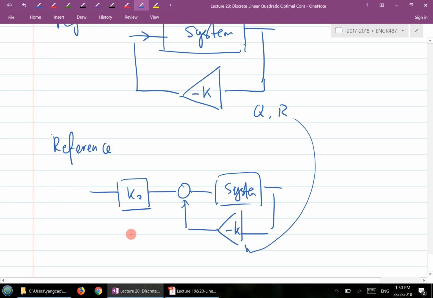And I do have another way of reference control for optimal control, but I think I'm going to skip that part.